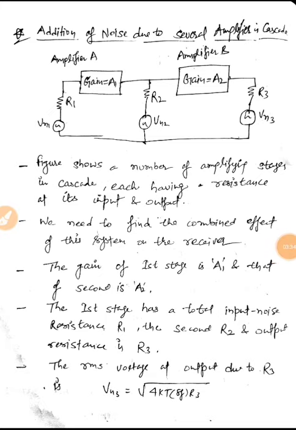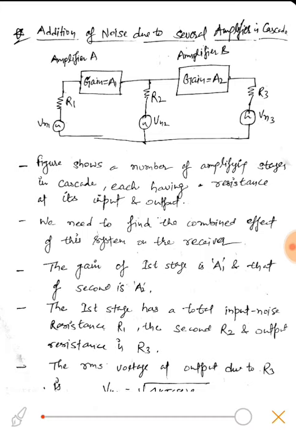So next is addition of noise due to several amplifiers in cascade. Cascade means the output of one amplifier is fed to the input of the second amplifier. So how can we calculate the noise? How will the noise add up?